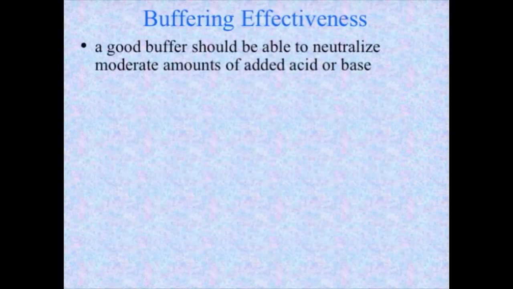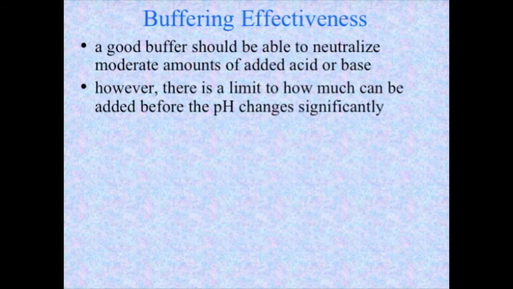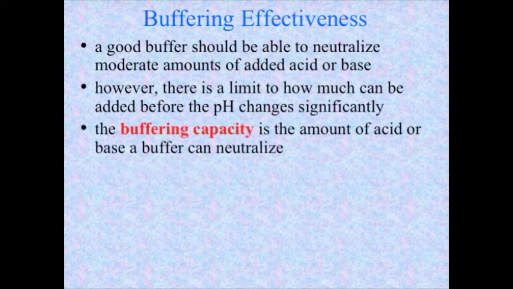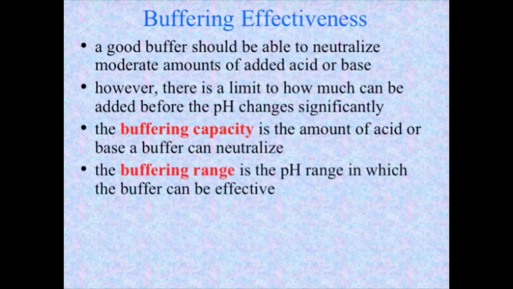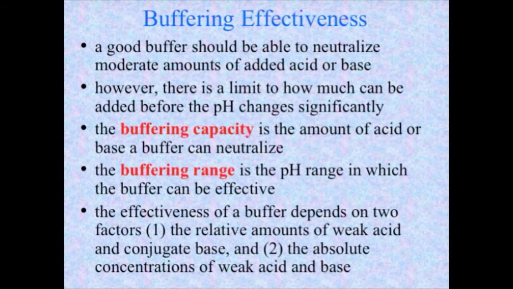Now let's talk about buffering effectiveness. A good buffer should be able to neutralize moderate amounts of added acid or base. However, there's a limit to how much can be added before the pH changes significantly. The buffering capacity is the amount of acid or base a buffer can neutralize, and the buffering range is the pH range in which the buffer can be effective. The effectiveness of a buffer depends on two factors. First, the relative amounts of weak acid and conjugate base, and second, the absolute concentrations of weak acid and base.